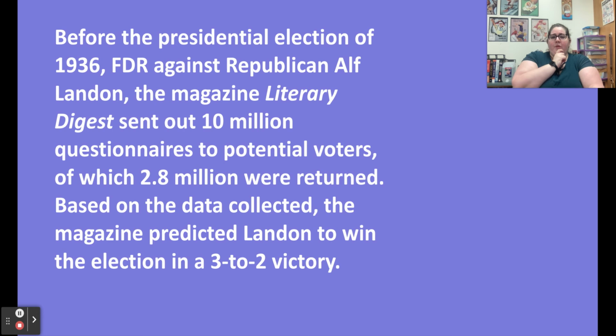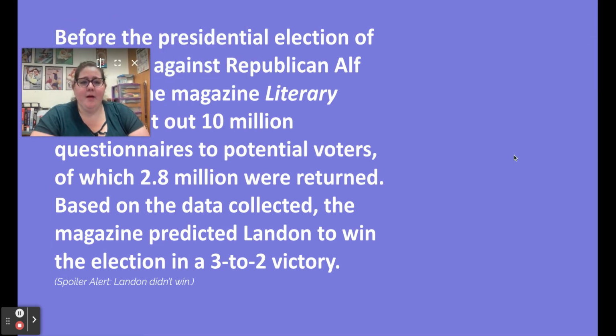So in this example, before the presidential election of 1936, FDR against Republican Alf Landon, the magazine Literary Digest sent out 10 million questionnaires to potential voters, of which 2.8 million were returned. Based on the data collected, the magazine predicted Landon to win the election in a 3-2 victory. So think about what type of bias is happening in this situation and what it might cause the results to be. I'll give you a second to think about it.